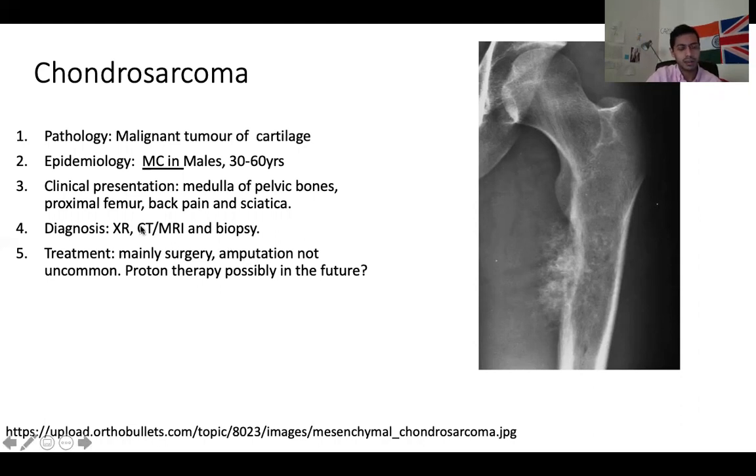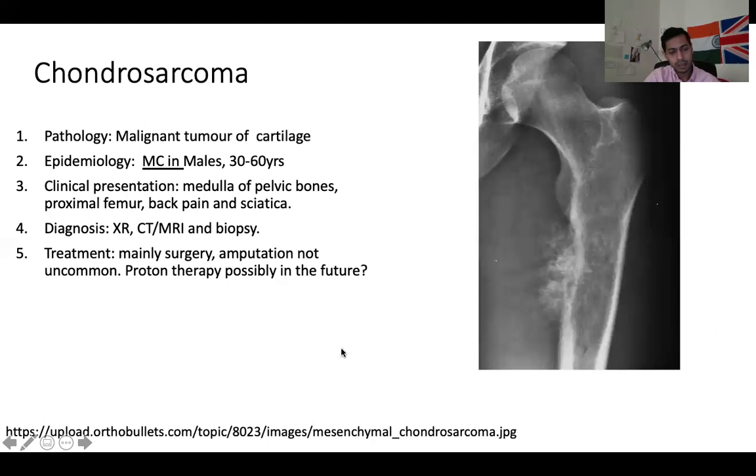Diagnose it by X-ray, CT, MRI, biopsy. Treatment is mainly surgical. Amputation is not uncommon, as I mentioned here. Quite often there's very little we can do in patients with chondrosarcomas just because the lesions are so advanced, and sometimes there's very little you can do, and in that case, an amputation is performed.